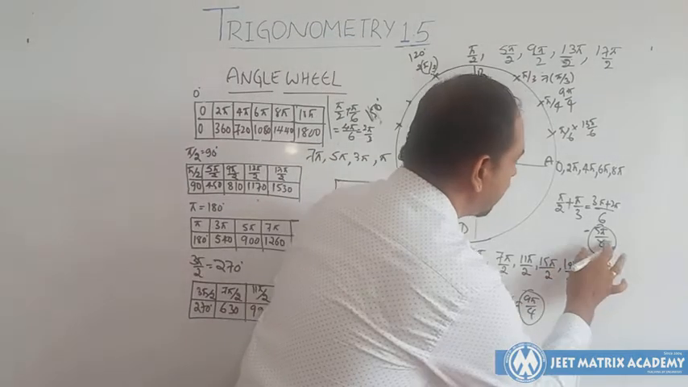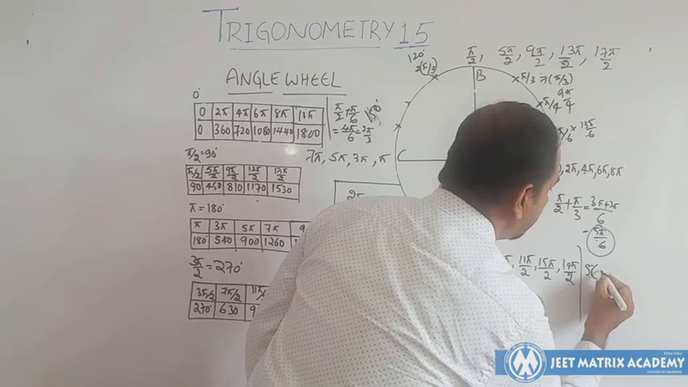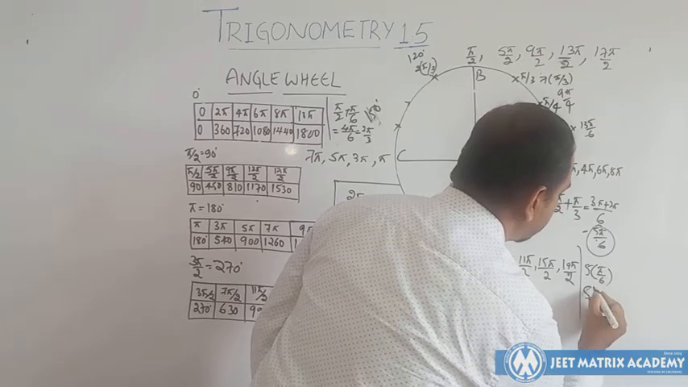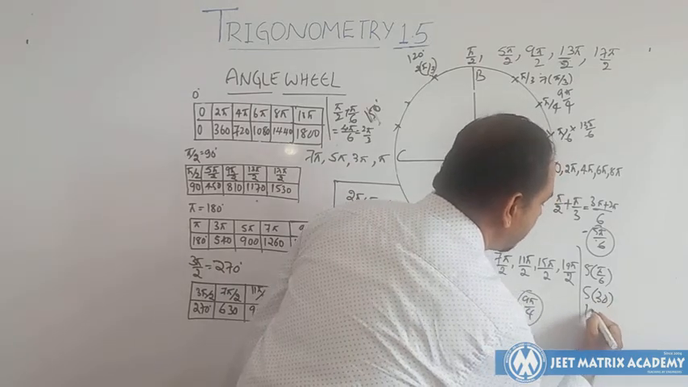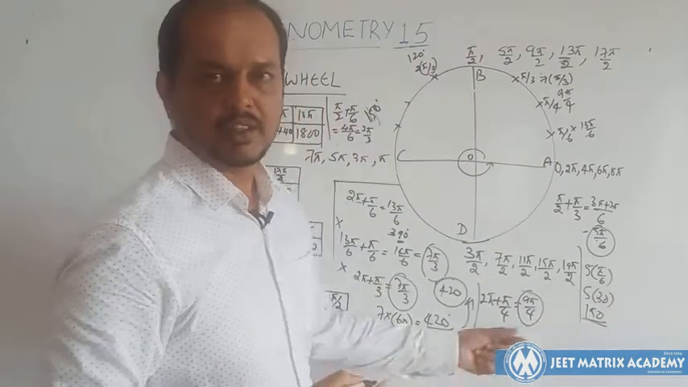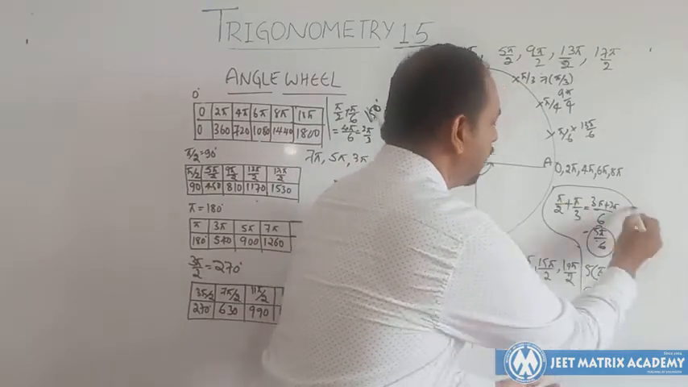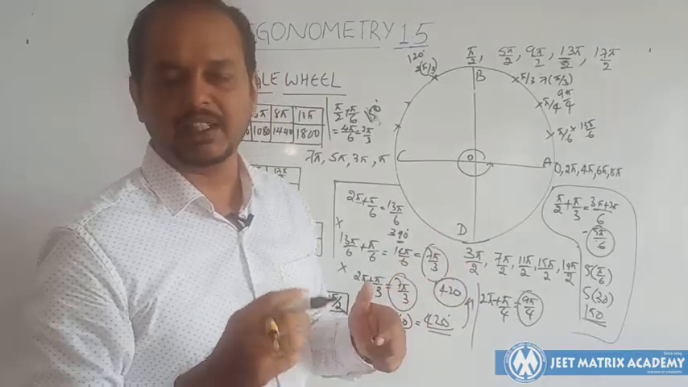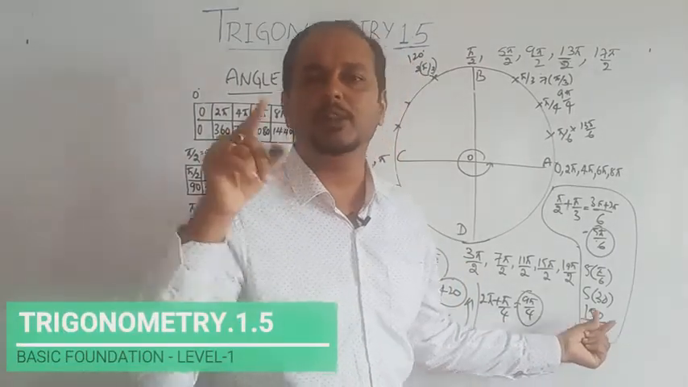Now see, what do you mean by 5 by 6? 5 into pi by 6, that is 5 into pi by 6 means how much? It is 30 degree. 5 3s are 150 degree. That's what I want. I did it very systematically so that you will get a concept. That is my intention. So 150 degree, that is 5 into pi by 6.